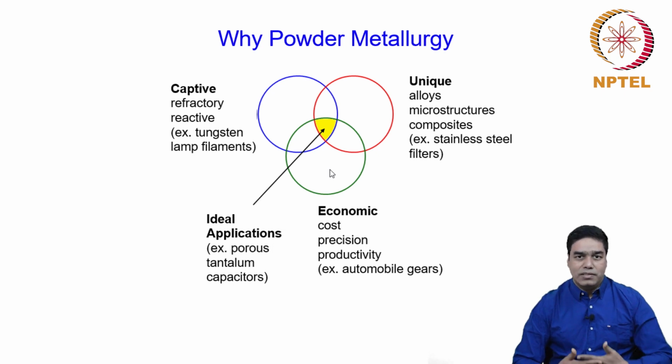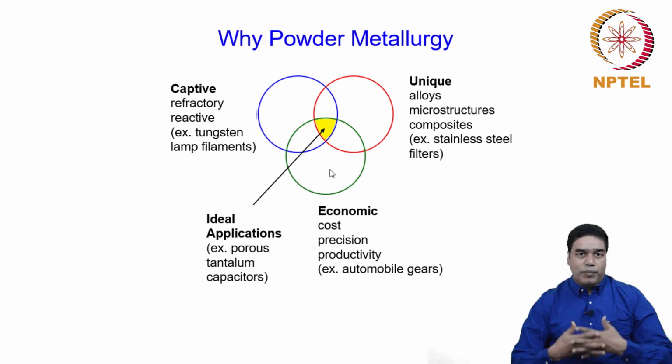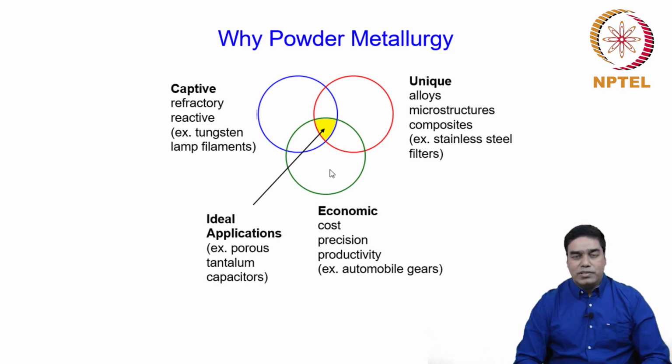And then you have this captive ability of the process, which talks about processing materials which are difficult to process by other processing techniques. For example, if you have high melting point materials and reactive metals, these are difficult to process, for example, by the casting technology, right? But the powder metallurgy process can handle these materials because the whole process takes place in the solid state, and therefore the difficulties associated with the melting of such materials can be overcome, right?